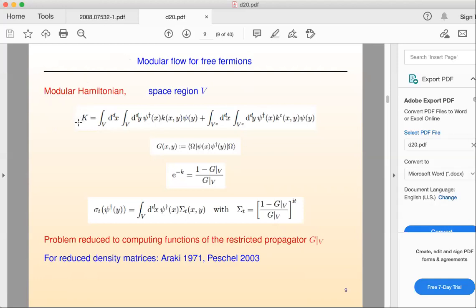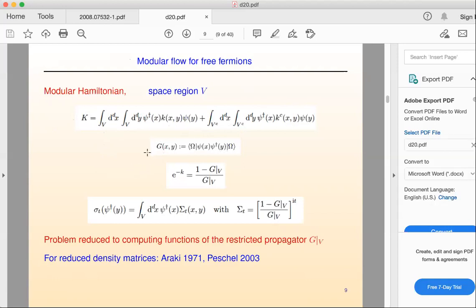and write our modular Hamiltonian in the following fashion, where this K is now actually a kernel. By now defining just the ordinary Green's function in this fashion here, where V is the entangling region and Vc is its complement, this expression is completely analogous to what I was talking about before.